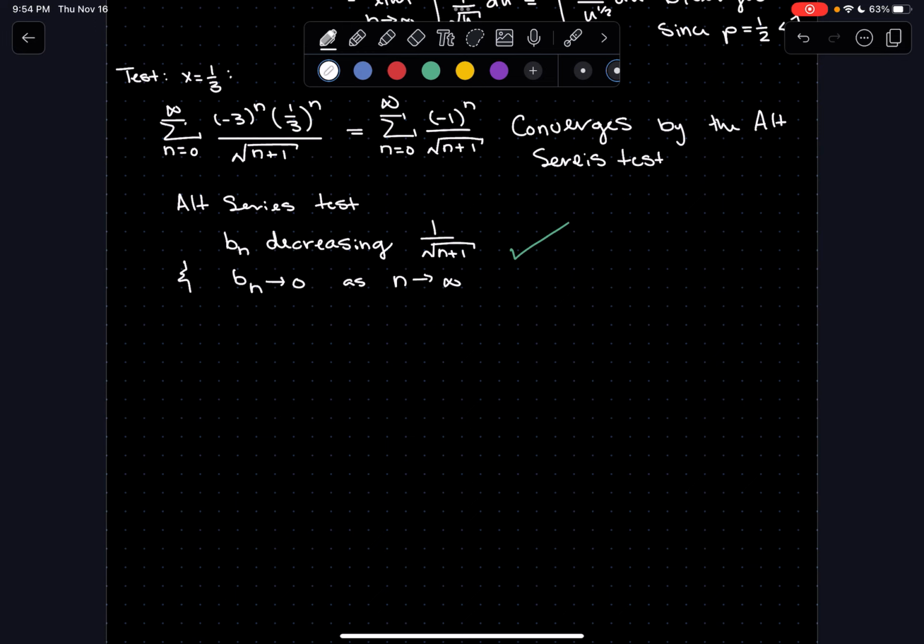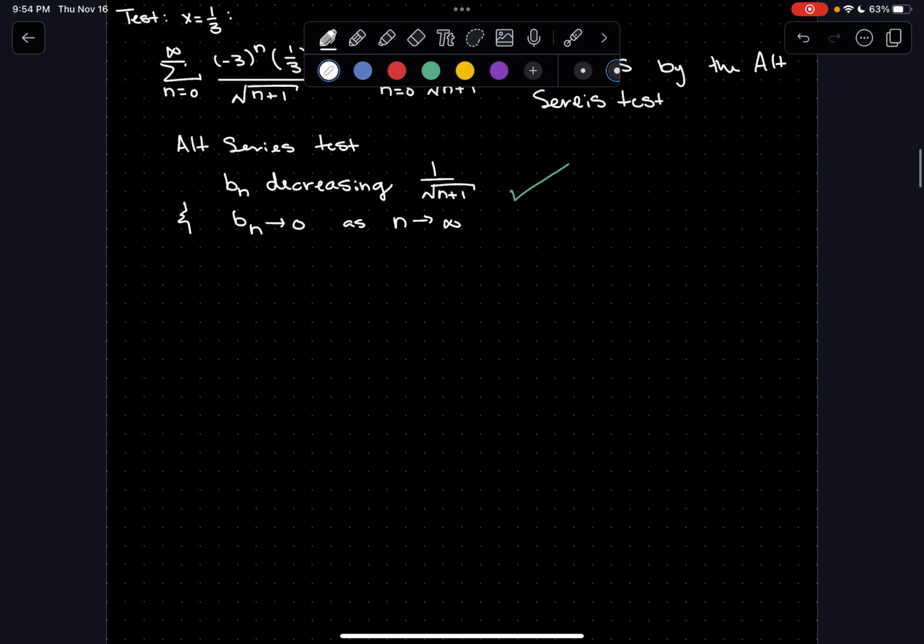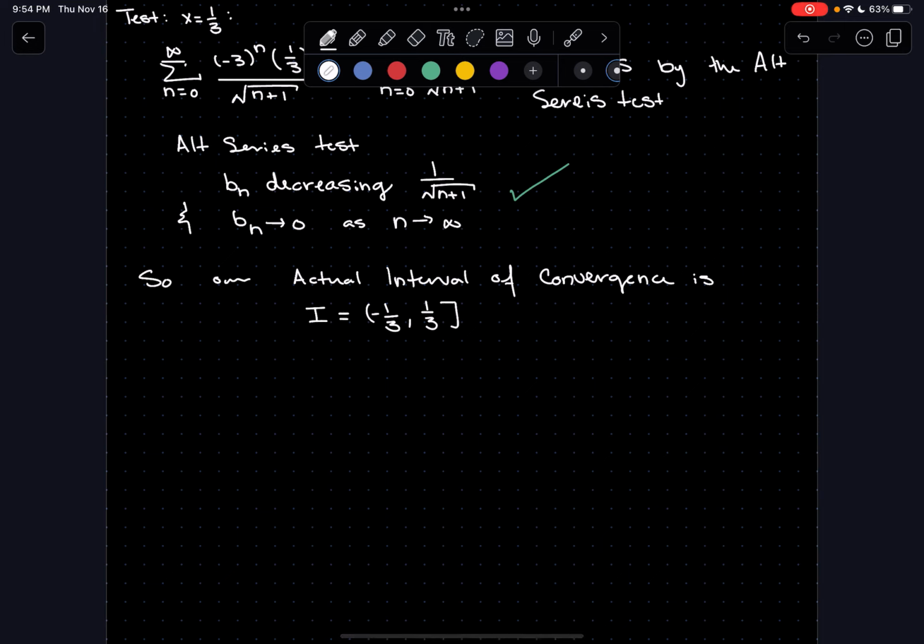So oftentimes one of them will be a lot easier than the other, but you still have to check both. And so our actual interval of convergence: negative 1/3 was not included because it diverged, but 1/3 was included, right? So maybe you could say our interval I. It will converge when x equals 1/3, and it diverges when x equals negative 1/3, and so we don't include it.